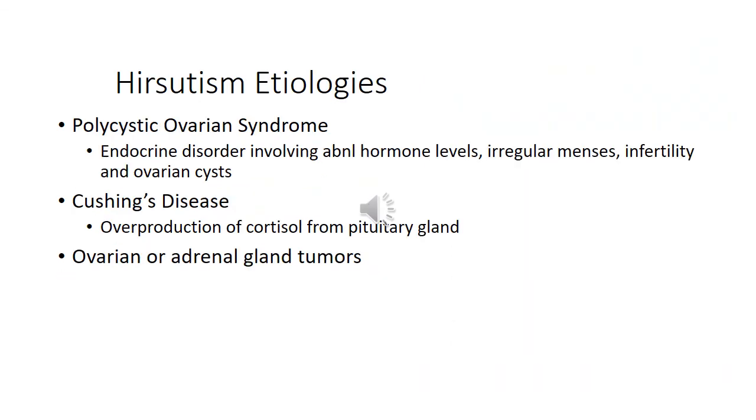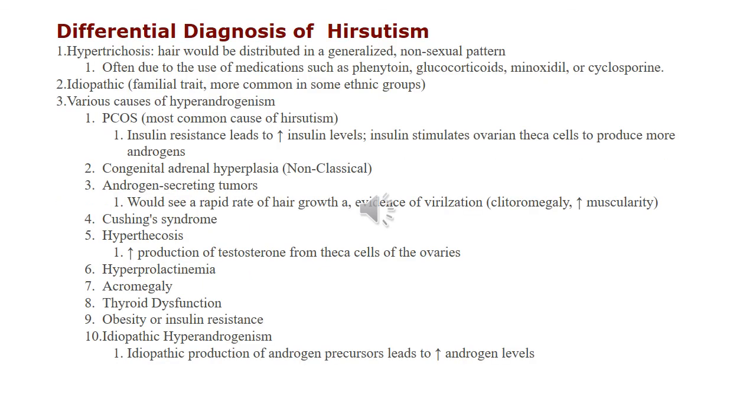Among etiologies of hirsutism: polycystic ovarian syndrome, an endocrine disorder involving abnormal hormonal levels, irregular menses, infertility, and ovarian cyst. Cushing disease, overproduction of cortisol from the pituitary gland, and ovarian or adrenal gland tumor. So the differential diagnosis of hirsutism may include the following.